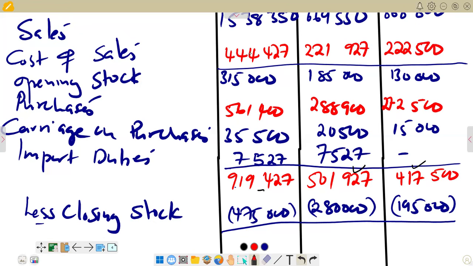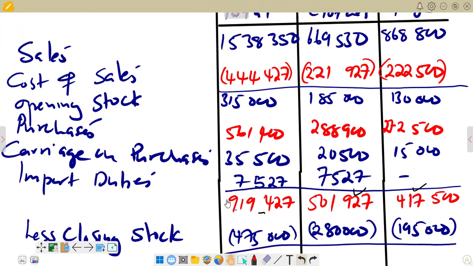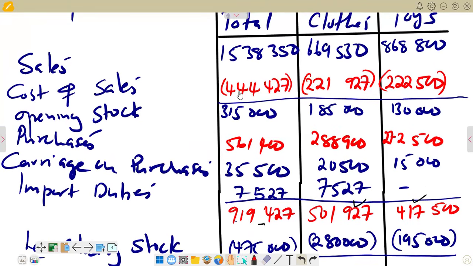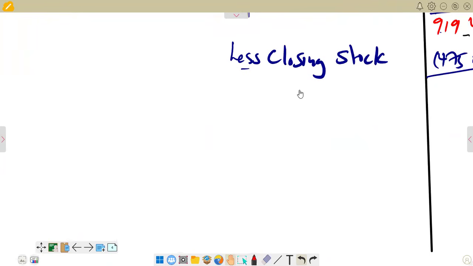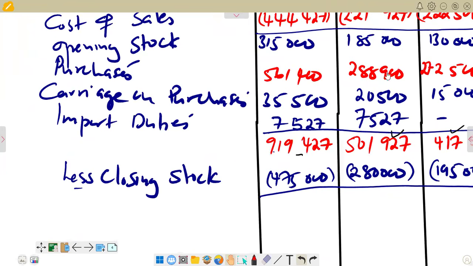And remember, these are cost of sales. We are also supposed to subtract cost of sales from the figure for sales to get our gross profit. So if you check the figures that we have for sales, we are now seeing 1,538,350 minus 444,427, so that you get your gross profit, and do the same for your clothing and your toys. So this is exactly how we are going to calculate. We can just try to calculate as such.